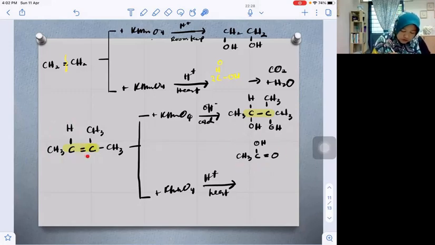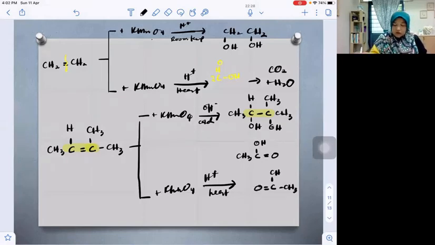So now focus on the right side. This carbon is the tertiary one, 1, 2, 3. So for this carbon, we just rewrite back the structure. It will be CH3, CH3, and then on the double bond we add oxygen. If we rearrange back this structure, it is actually CH3, C double bond O, CH3. It is a ketone.